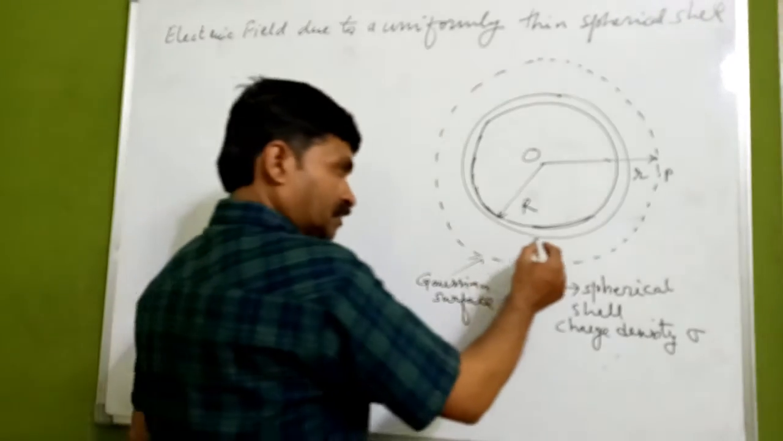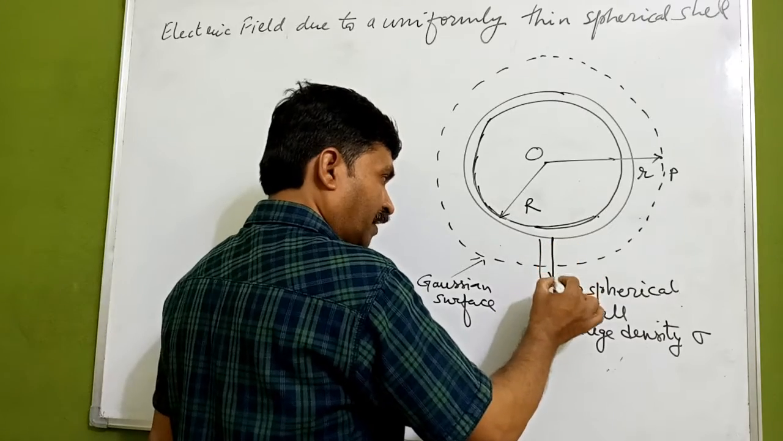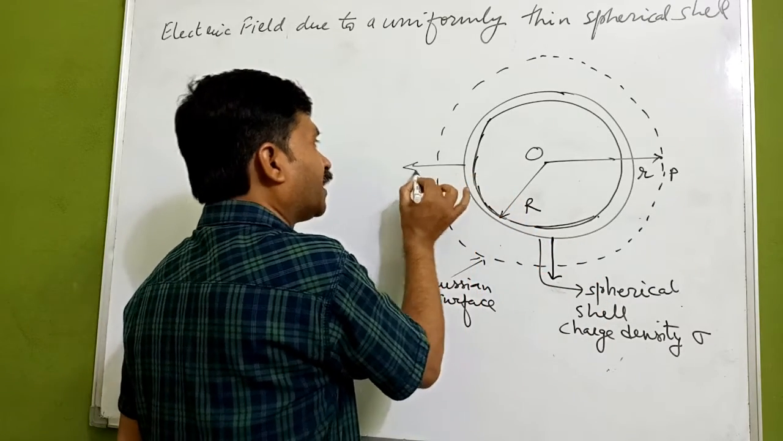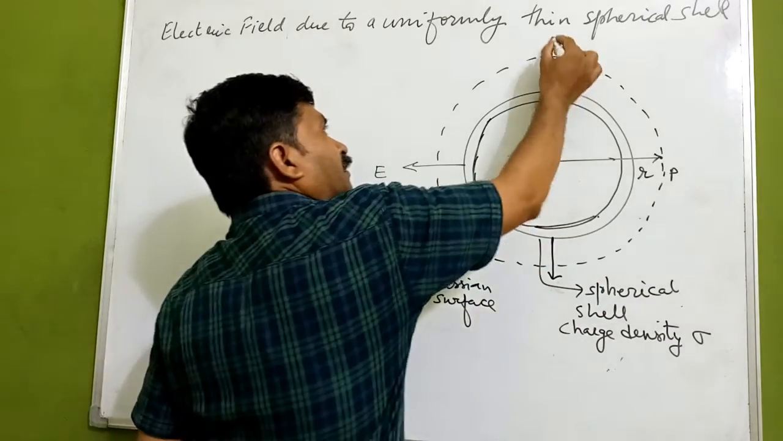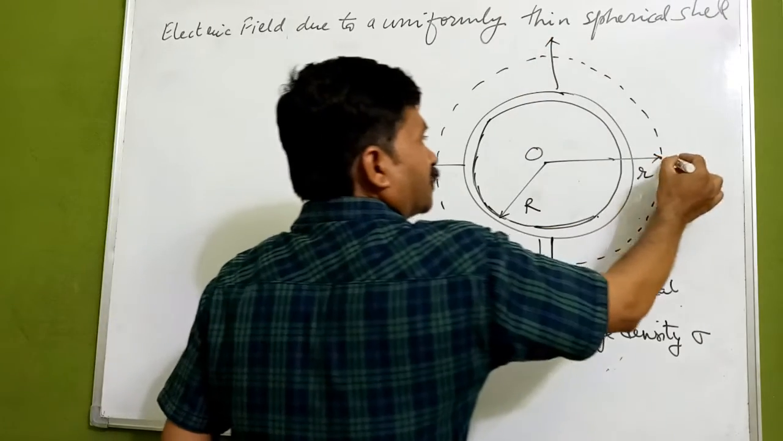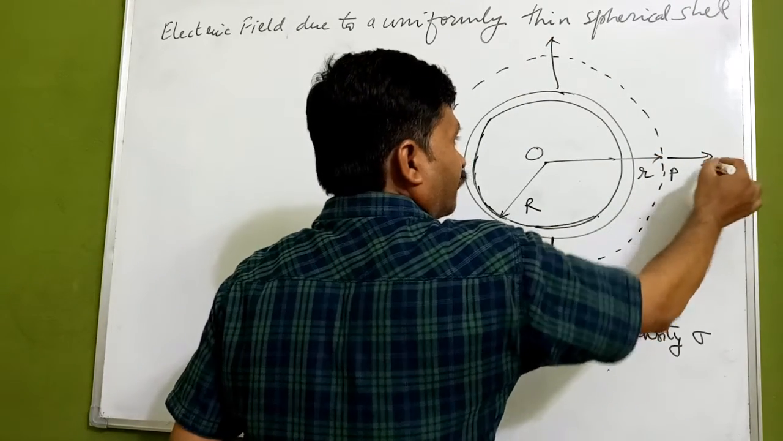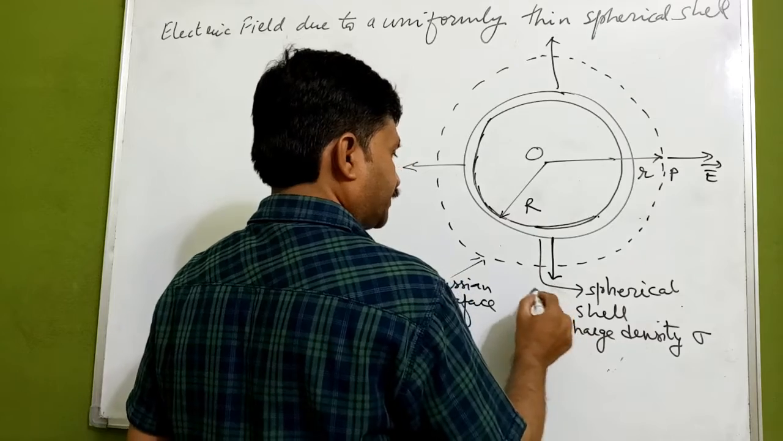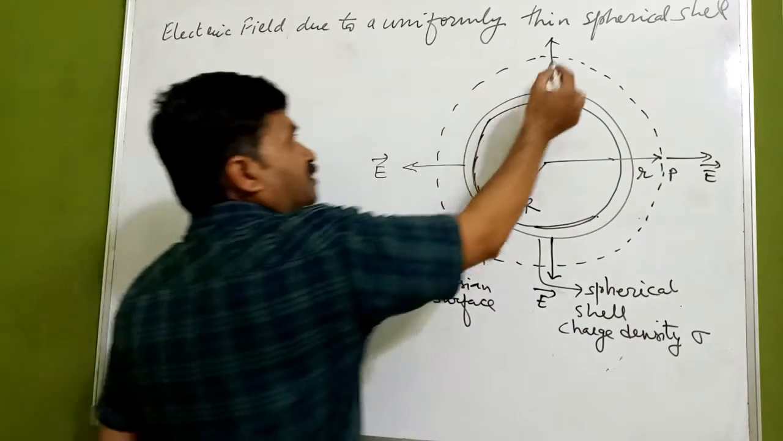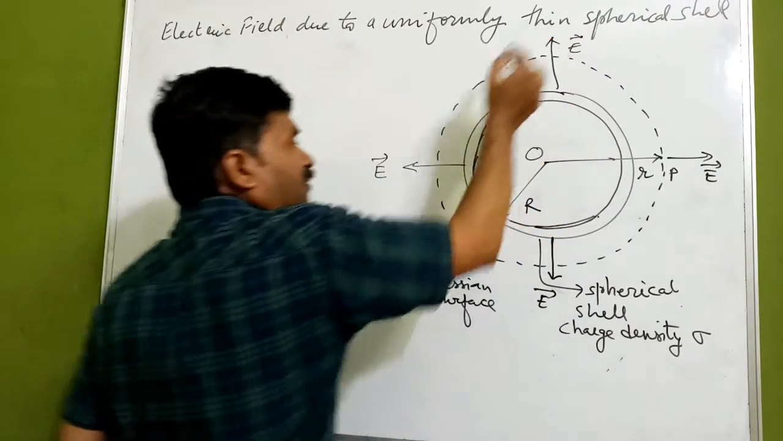Now, if we talk about this electric field, the electric field will be radially outward in this direction. It will be the electric field in all directions like this. The electric field will look like this for a thin spherical shell.